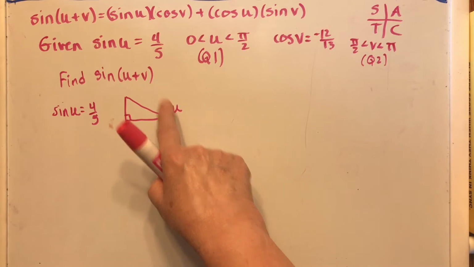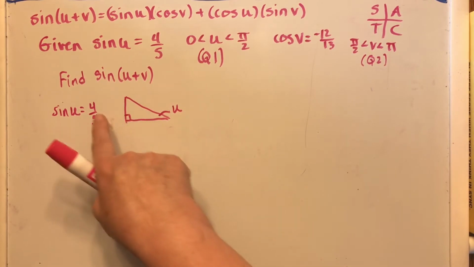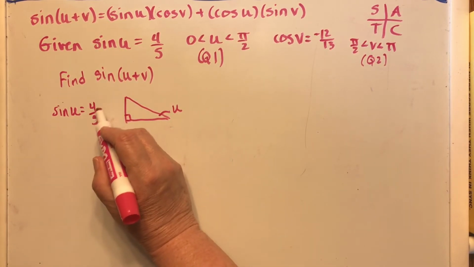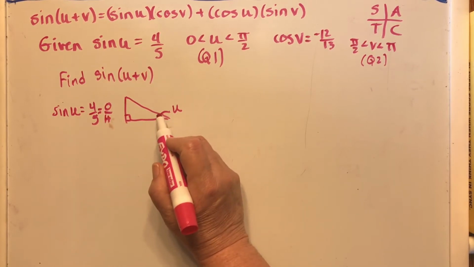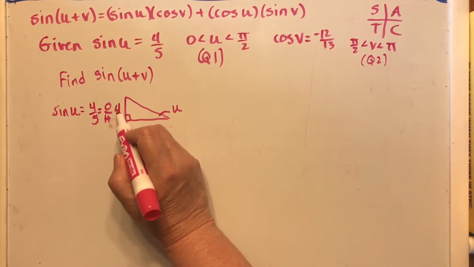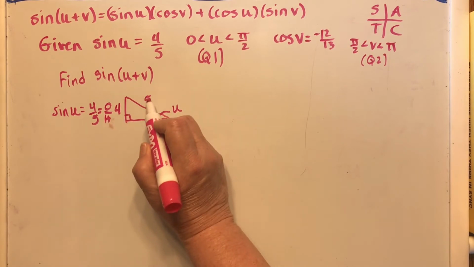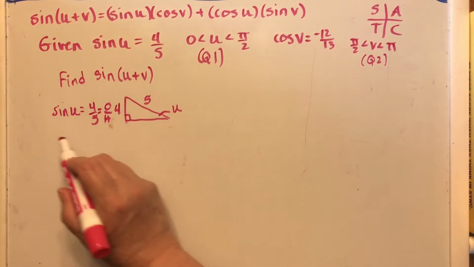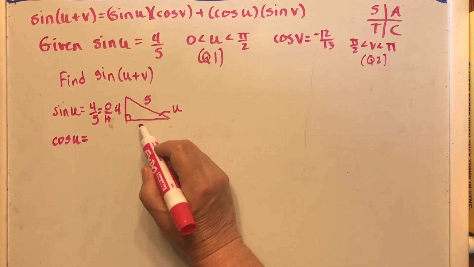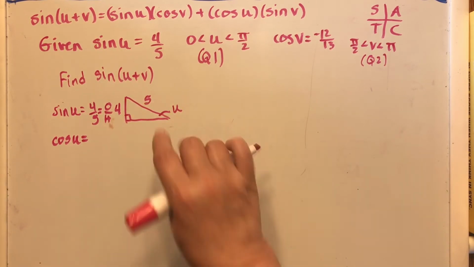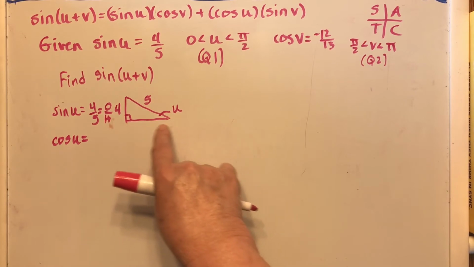But now I have to label my triangle correctly. Well, sine, we know, by SOHCAHTOA, is the opposite over the hypotenuse. So here's angle u, so the opposite of that is 4. The hypotenuse is 5. So the cosine of u is going to be adjacent over hypotenuse. Well, what is our missing adjacent side?